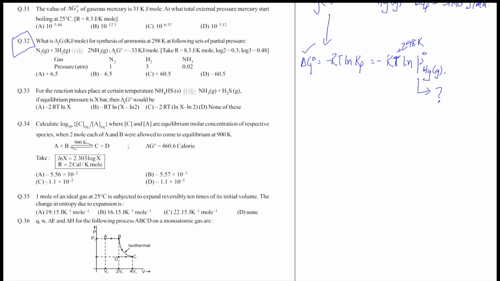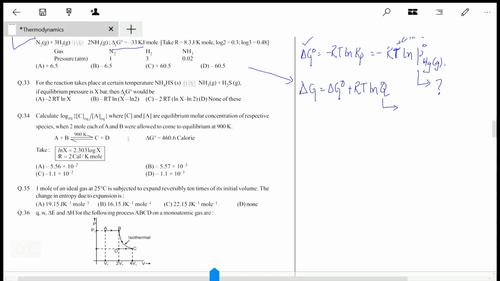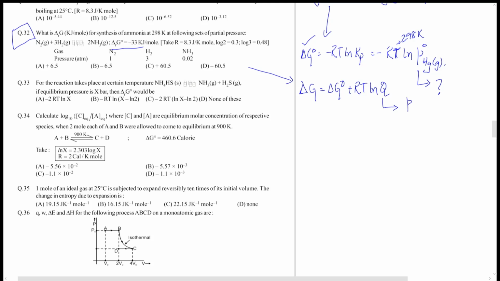What is delta G reaction for the synthesis of ammonia and the following set of partial pressures? Delta G naught is given to us, right? So we use the equation delta G is delta G naught plus RT ln Q, where Q for this question is partial pressure of NH3 squared divided by partial pressure of N2 into partial pressure of H2 cubed.